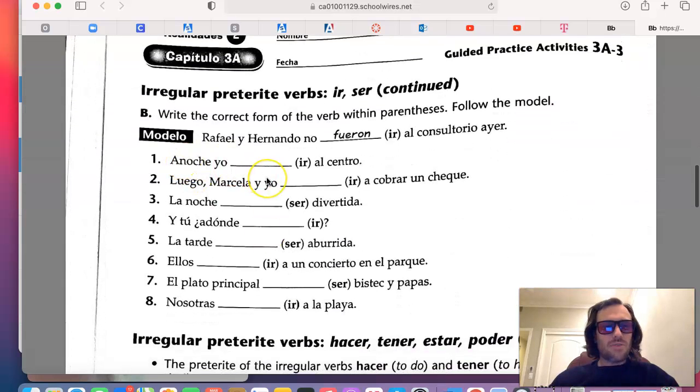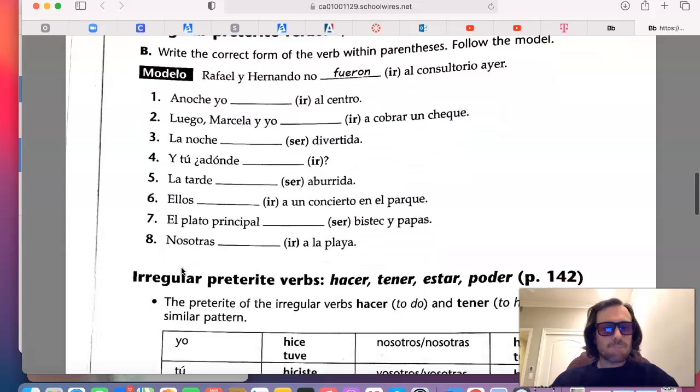For part B on page 104, you're putting the correct form of ir or ser. Actually, the verb is provided there for you. Kind of similar to part A, where you're just conjugating according to the subject that's provided at the beginning.